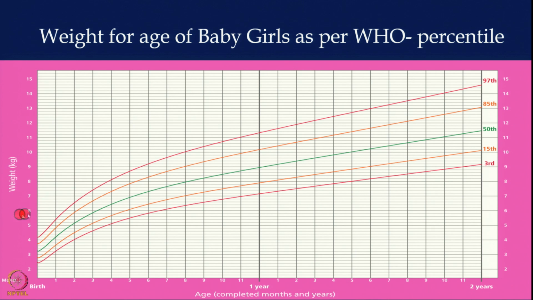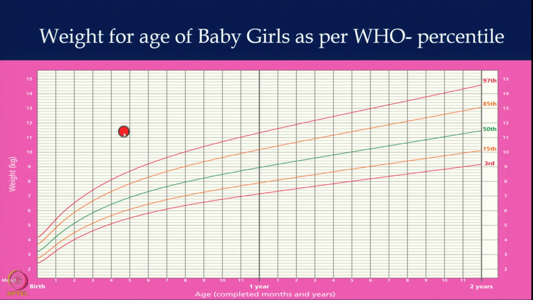On the x-axis you see your months and your years. So this is your birth. What I recommend is to put the date of birth over here, then your 1 month date over here, second month date over here. I ask healthcare workers to put all these dates beforehand, so that they know where to plot children when they are measured. And this is your 1 year and this is your 2 years. Now this is the girls chart, pink color is the girls chart, and this particular chart is from birth to 2 years of age.